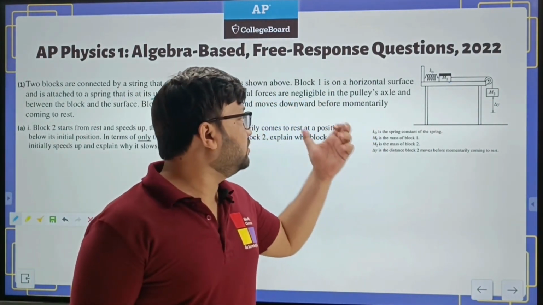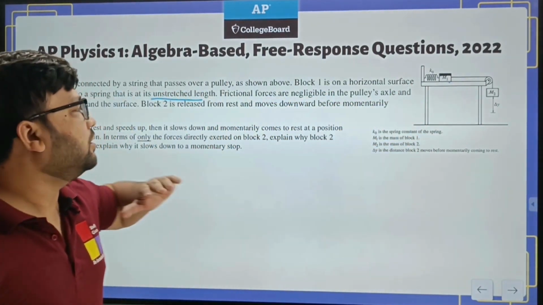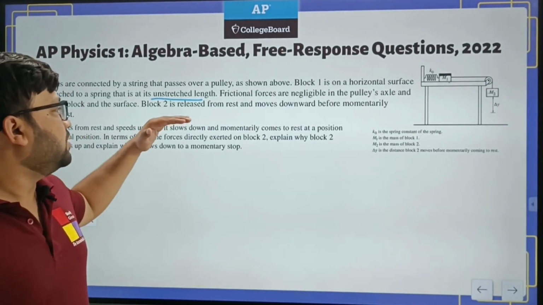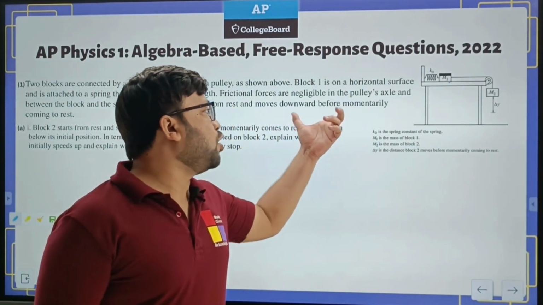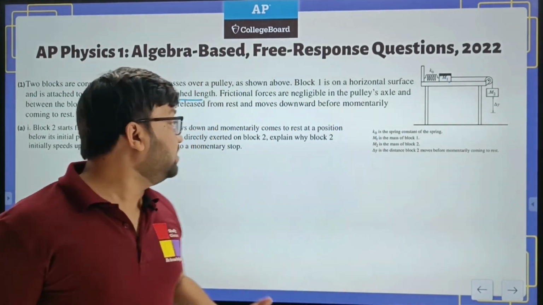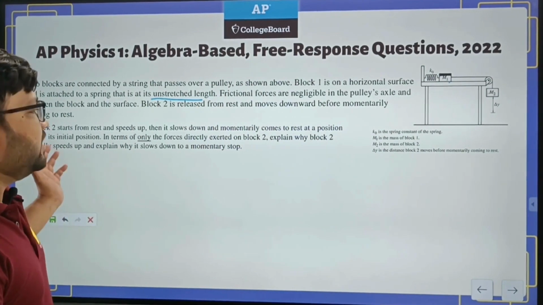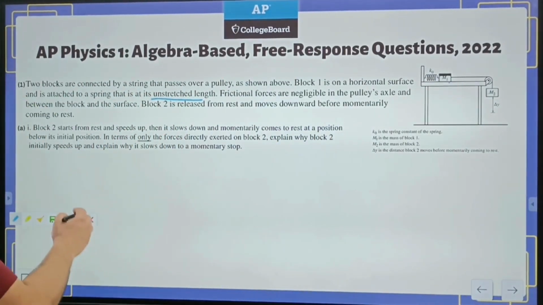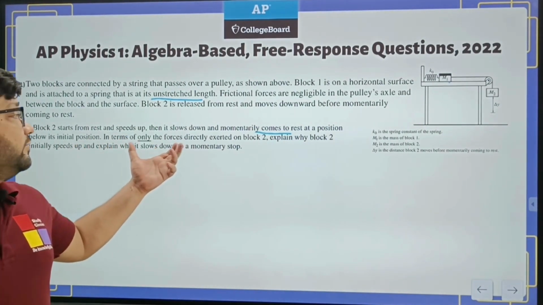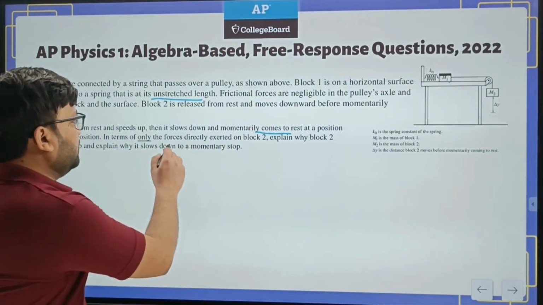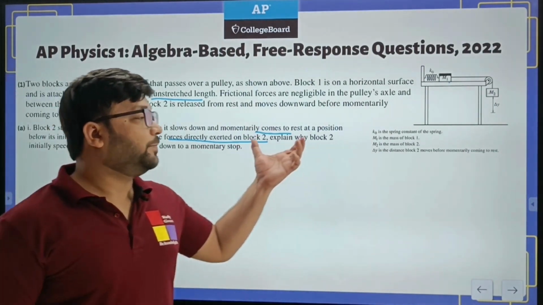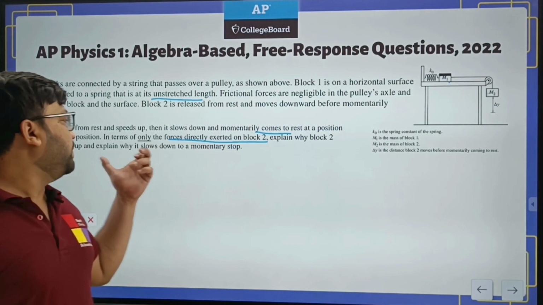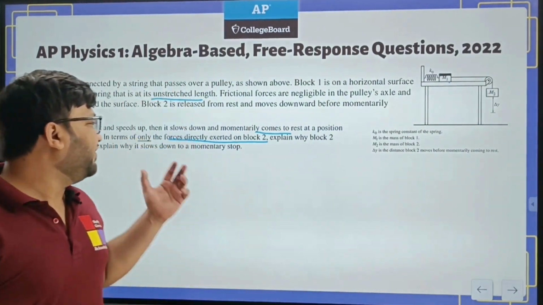Frictional forces are negligible. There is no friction force in the system, in the pulley or on the table, between the block and the surface. Block 2 is now released from rest and moves downward before momentarily coming to rest. Then we have to answer the given question, the first part: in terms of only the forces directly exerted on block 2, explain why block 2 initially speeds up and then explain why it slows down eventually.